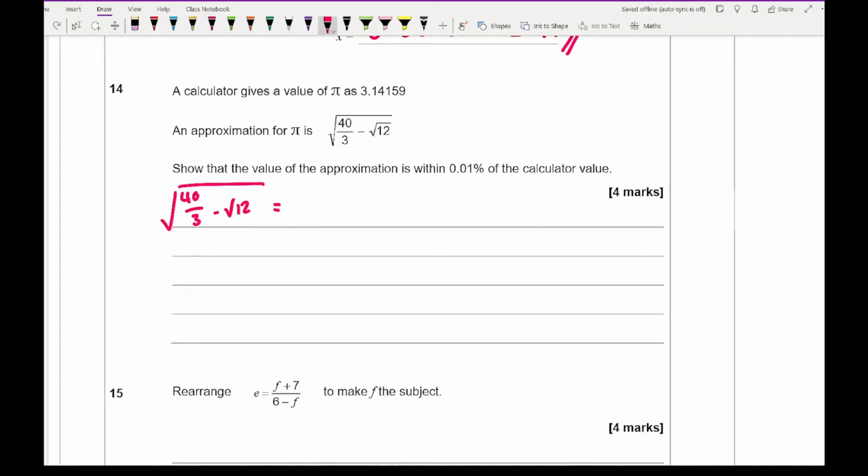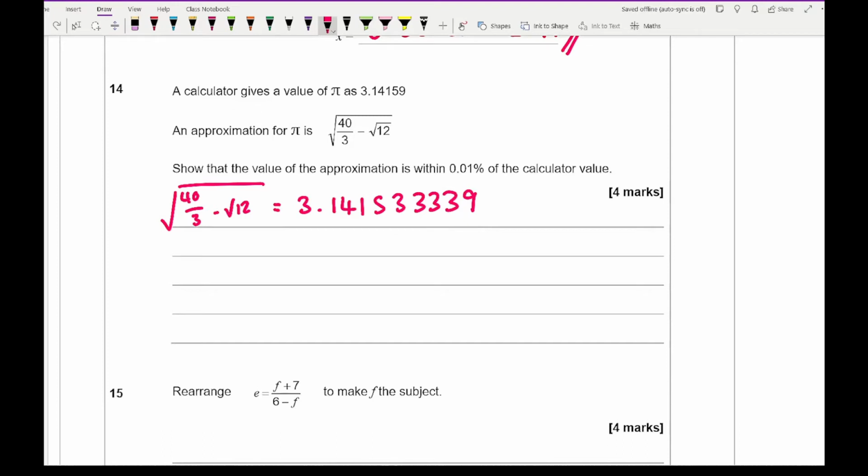Let me just bear with me. And what you want to try and do is use all the functions in your calculator to make this process a lot easier for you. So typing that into my calculator, I get an answer of 3.141533339. So then what I want to do is show how close this is as an approximation.